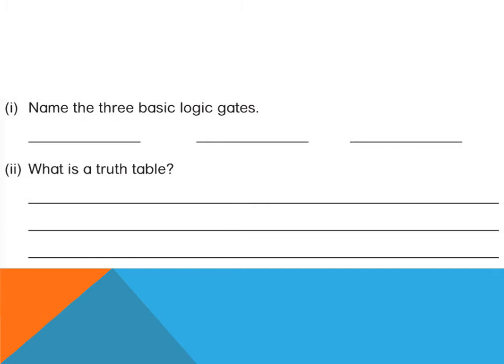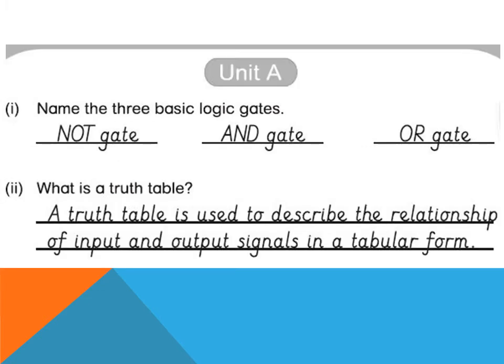Now let us move on to the answers. So the names of the three basic logic gates were NOT, AND, OR. I hope everyone got this right. Even if you didn't get this right, don't worry, this is just the first class of this chapter. By the end of the class, I'm sure everyone will understand and remember everything.